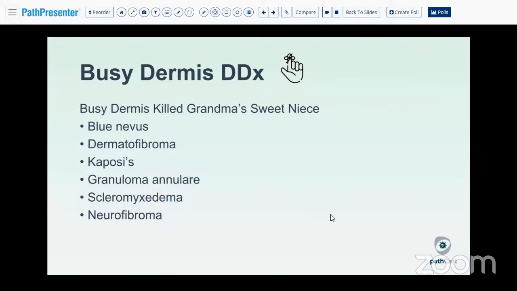Busy dermis differential. I actually love this differential. I know I think I say that about every differential, but gosh, I love my differentials. So busy dermis is one that's great. The way to remember it is "busy dermis killed grandma's sweet niece." It stands for blue nevus, dermatofibroma, Kaposi's, GA, scleromyxedema, and neurofibroma.